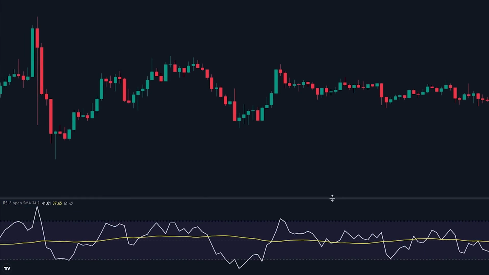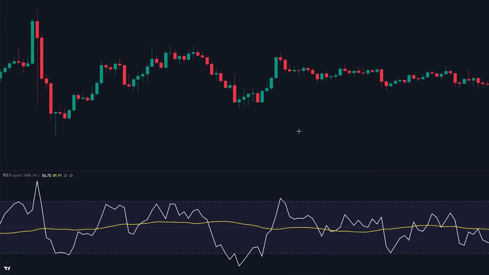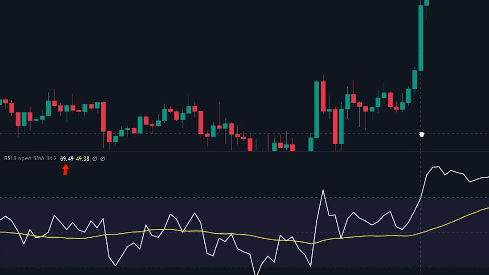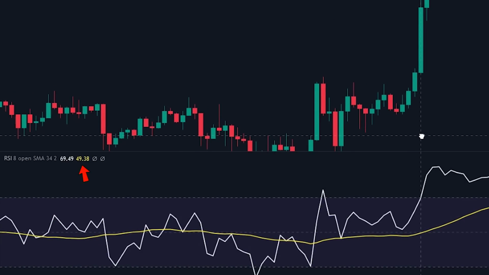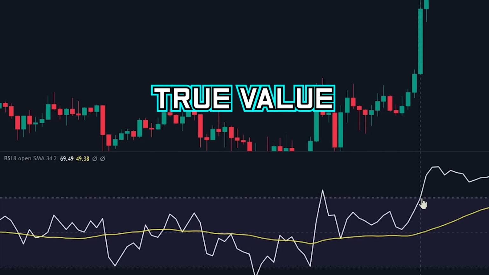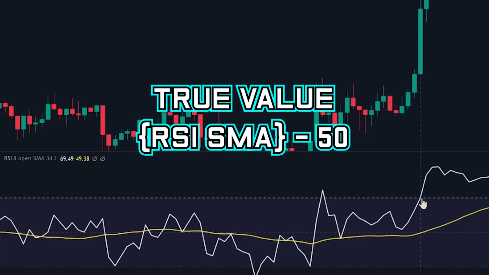Now let me show you when to enter into a position. The strategy works as follows. We are calculating the difference between the moving average and the RSI values. So in this case, we see that we have an RSI value of 69.49 and the value of the moving average is 49.38. To get the true value with this strategy, we will subtract 50 from the moving average.